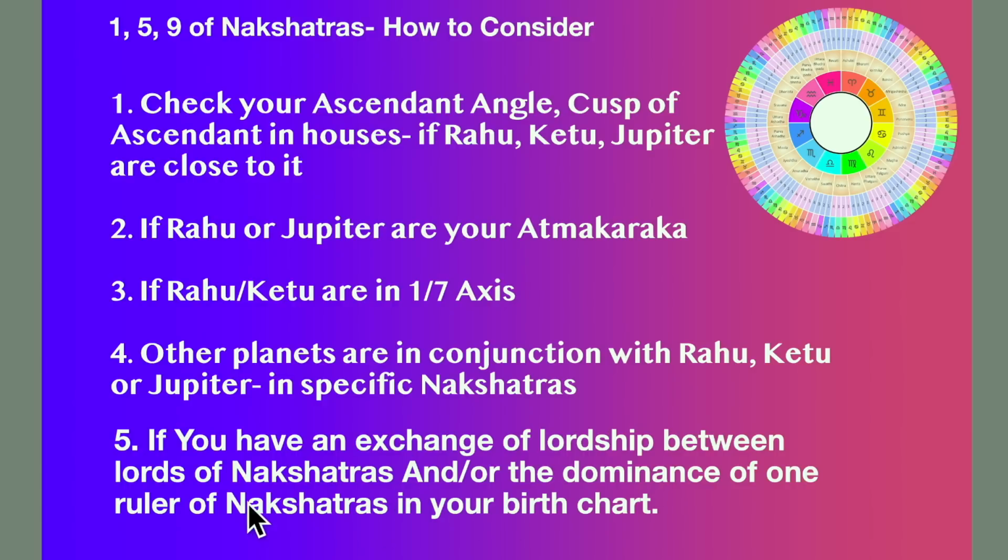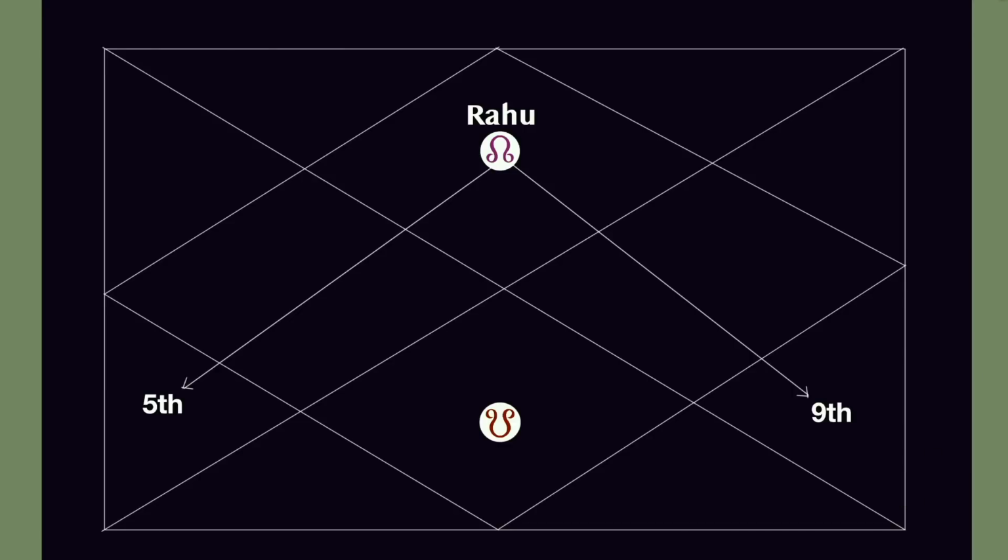So you got to check which the ruler of the nakshatra is. We have 9 types basically, 9 classifications of 3 nakshatras each, which makes it 27. So let's get into it. So if you're looking at the chart, you see Rahu has 5th and 9th aspects.